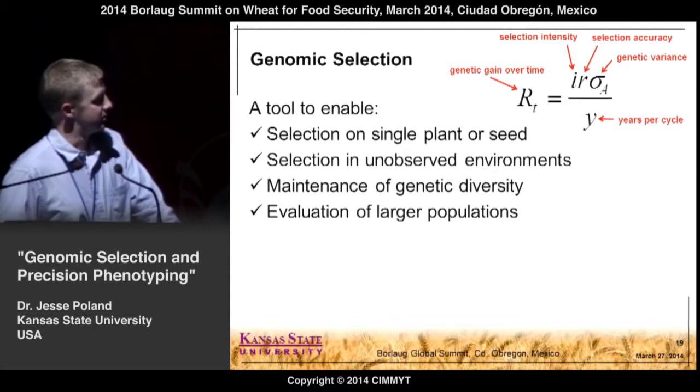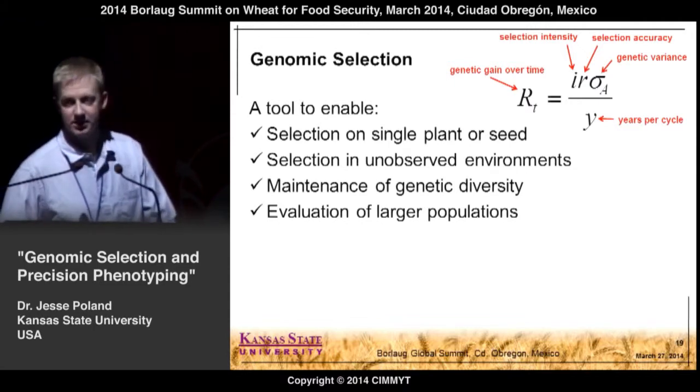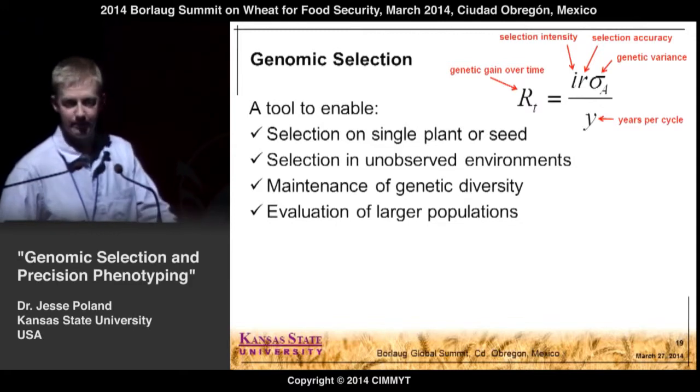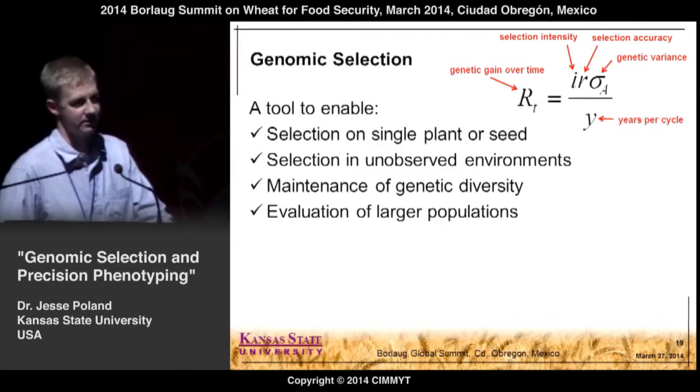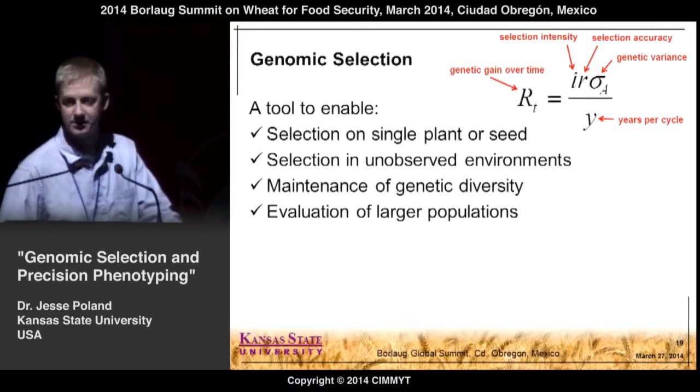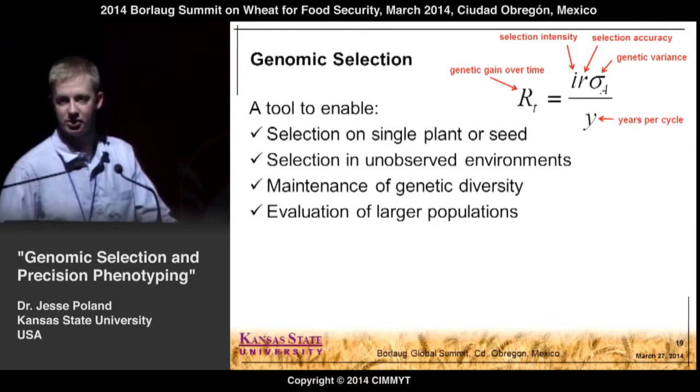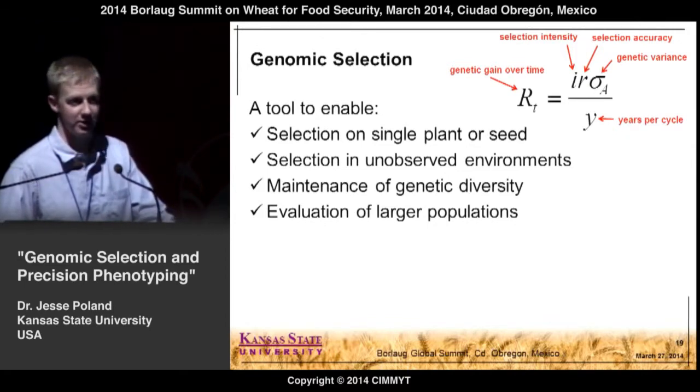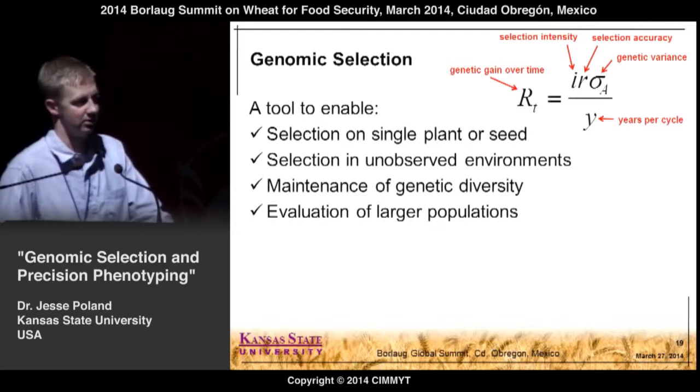This is really a tool to enable selection on single plants or single seeds. And so to think about doing a bake test and having to have a certain amount of seed, we can actually make this prediction from a single plant early on in the breeding process. This also is really enabling selection in unobserved environments. And so we can make prediction models across different environments, different target locations, even though earlier on in the breeding process, prior to international nursery testing, you can actually get a prediction before sending lines.